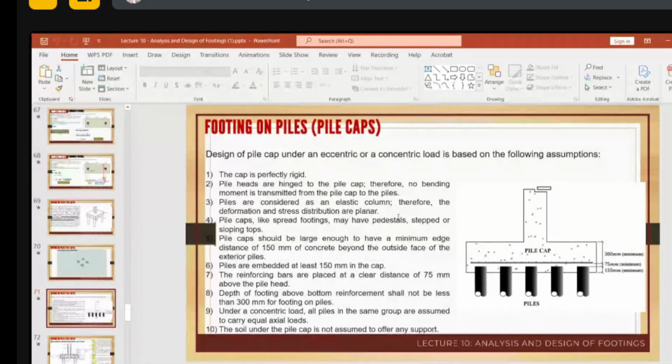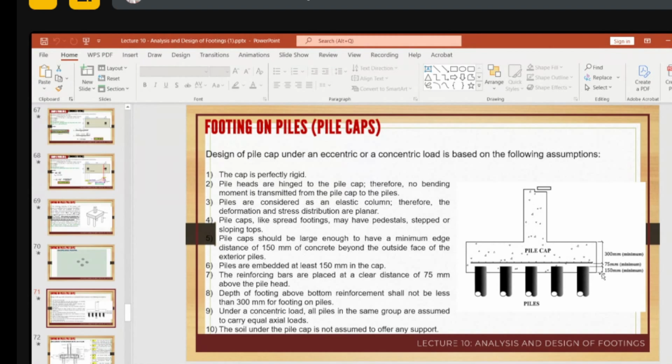Piles are considered as an elastic column, therefore the deformation and stress distribution are planar. And number four, pile caps like spread footings may have pedestals, stepped or sloping tops. So it can have a pedestal or I can slope it here. Pile cap should be large enough to have a minimum edge distance of 150 mm of concrete beyond the outside surface of the exterior piles.